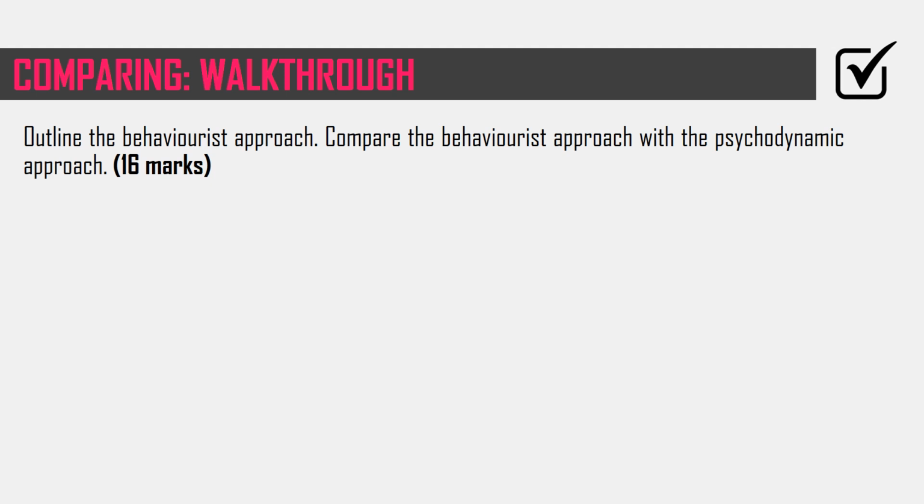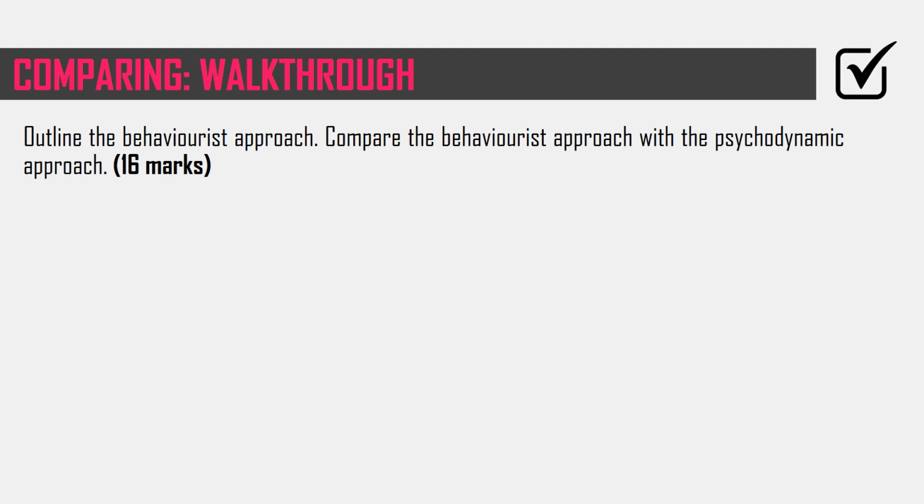So, there you go. There was your chance to pause it. Outline the behaviorist approach, compare the behaviorist approach with the psychodynamic approach. Okay, right, let's pick it apart. 16 marks. Command word is outline. Command word is also compare. So your AO1 and your AO3, 6 for outline, 10 for compare. Notice there's no evaluation as such there, it's comparison, the skill that's being assessed.